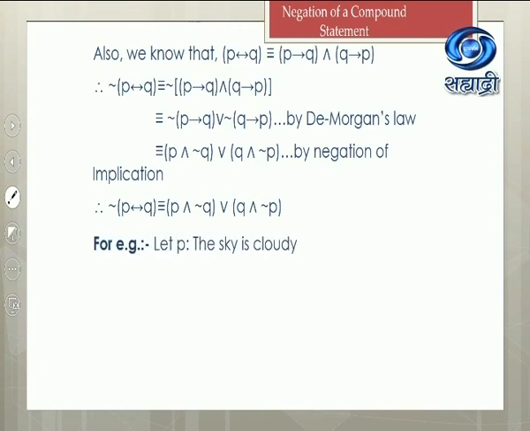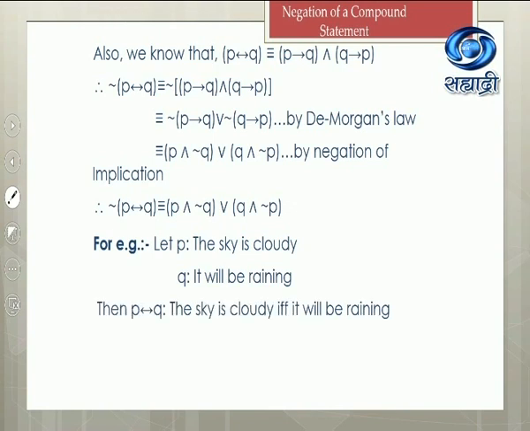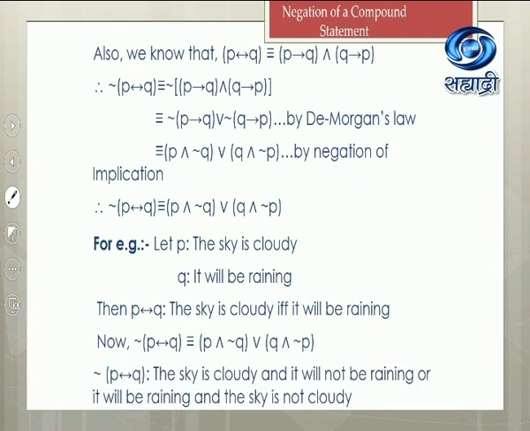For example, let P be the sky is cloudy, Q, it will be raining. So P if and only if Q is, the sky is cloudy if and only if it will be raining. So the negation will be P and negation Q or Q and negation P. So we will write the sky is cloudy and it will not be raining, or it will be raining and the sky is not cloudy. In this way we can obtain the negation of biconditional.